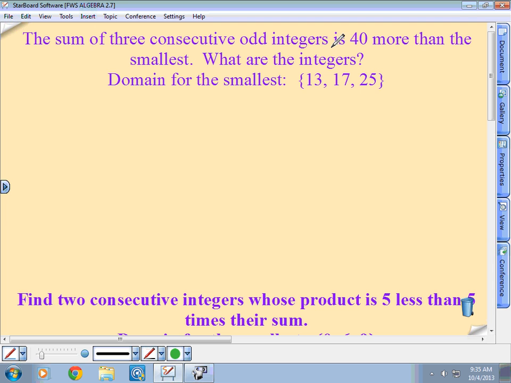Well, let's start with this. You see the "is," so that's going to tell me right away that in the middle somewhere of my question is going to be an equal sign. So on this side of the equal sign is the sum of 3 consecutive odd integers. So what am I going to do? N plus something. Well, what's the something?